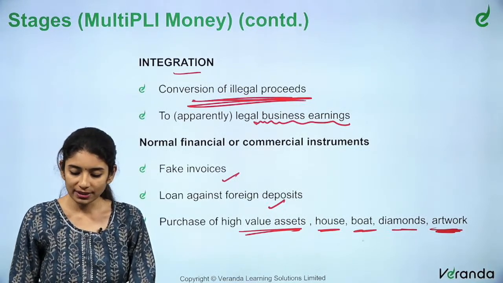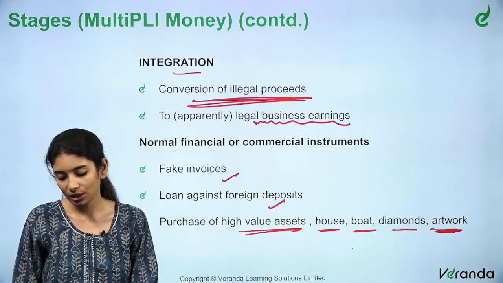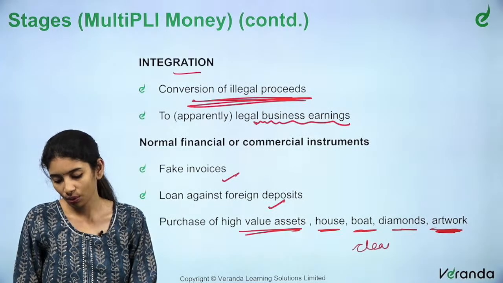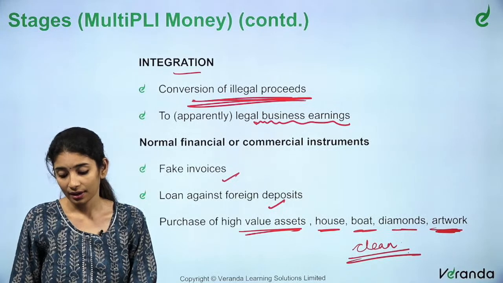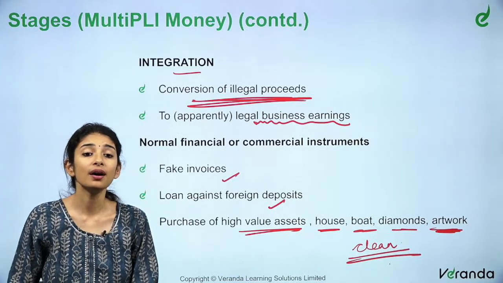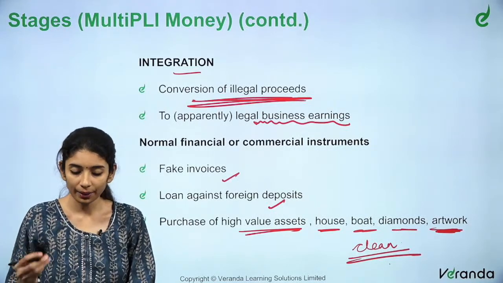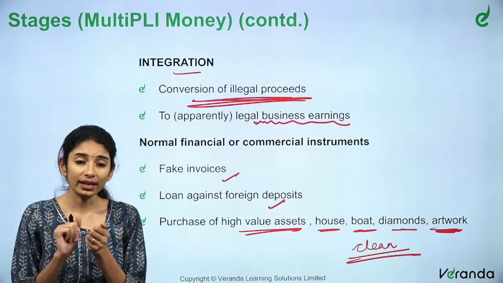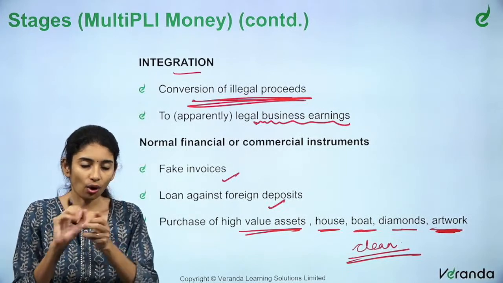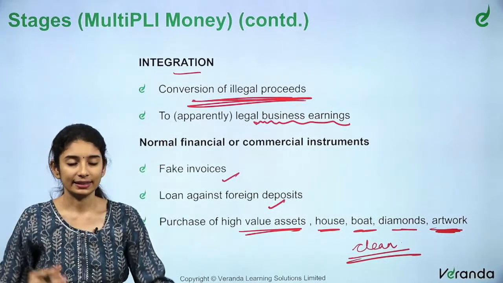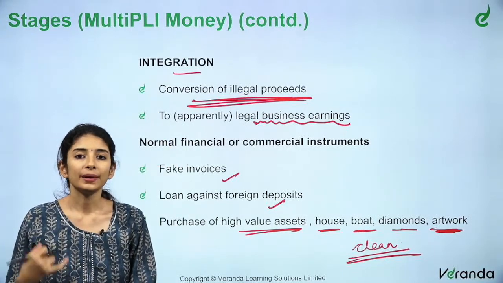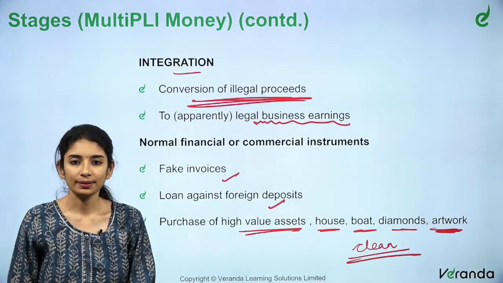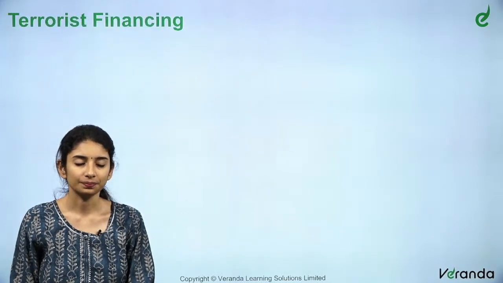So now when such things are happening, my money looks very clean. No one knows by seeing my diamond ring that it is from the source of bribe. So now here the money is clean. So money laundering: dirty money, launder it, make it look clean. Clear? Placement, layering, integration.